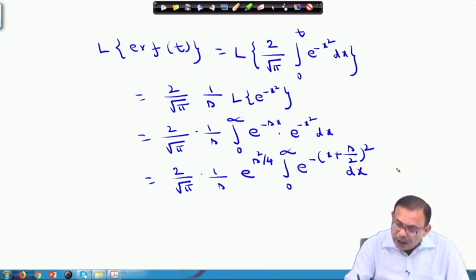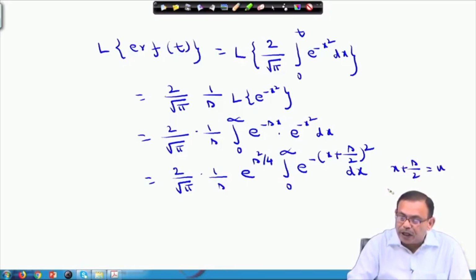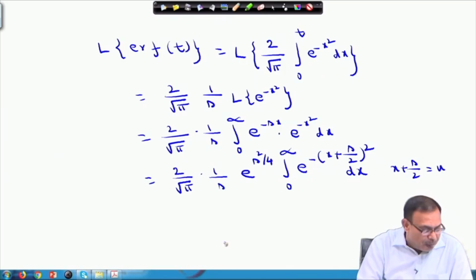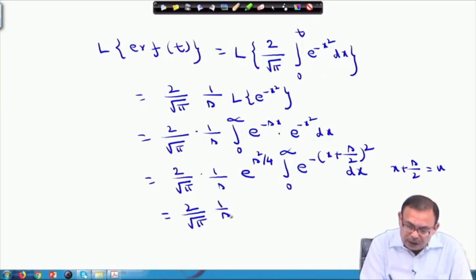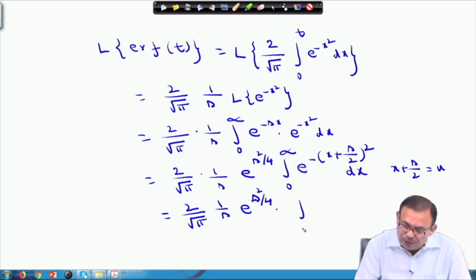Now, you can take x plus s by 2 equals u. If you take x plus s by 2 equals u, in that case this will be converted into 2 by root pi 1 by s e power s square by 4 into integral from s by 2 to infinity of e power minus u square into du.